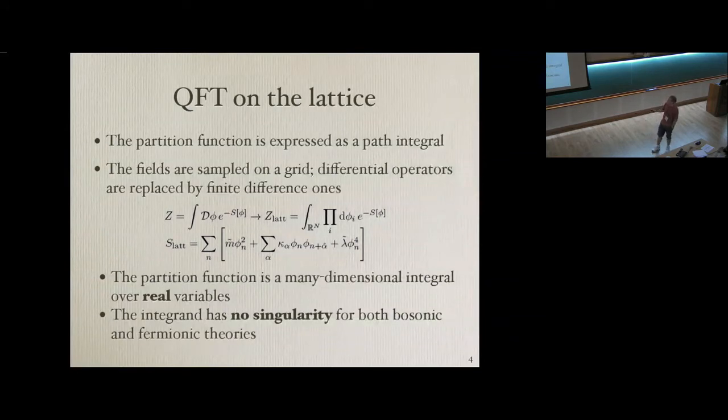The important thing is that you end up with an action that is basically a polynomial in the field sampled on these lattice points. And the integral that you have to do, the path integral, is a large dimensional integral, but it's basically over real variables. Even if the fields were complex, you can always arrange it so that it's just a large integral over many real degrees of freedom. And what's important for the discussion that follows is that the integrand has no singularities for both bosonic and fermionic theories.